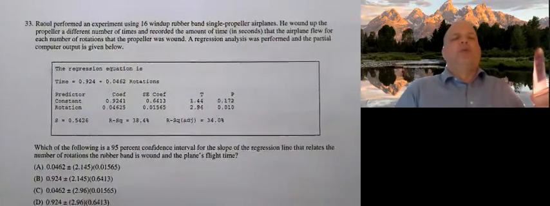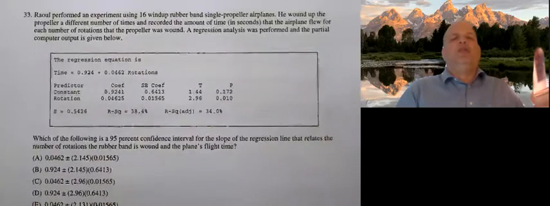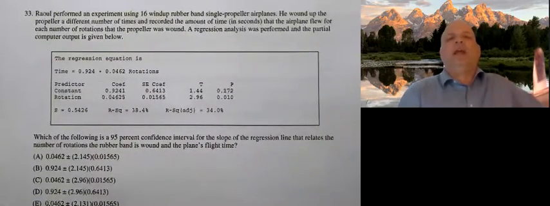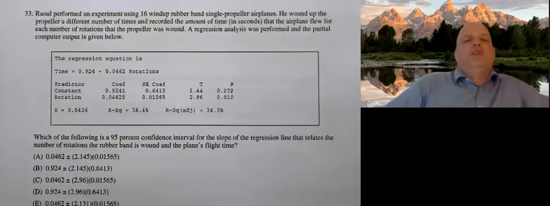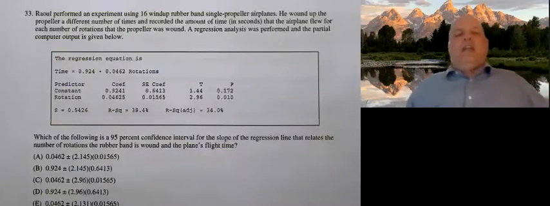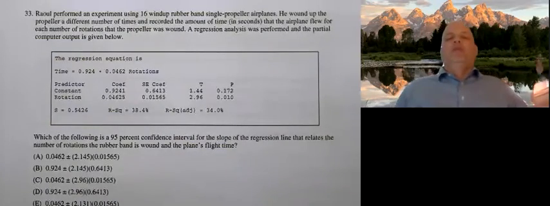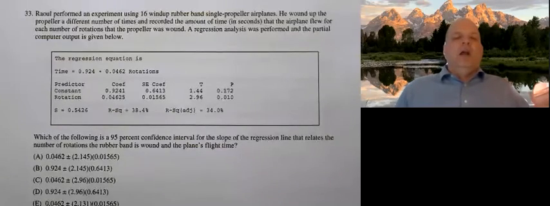So number 33, Raul performed an experiment using 16 wind-up rubber band single propeller airplanes. He wound up the propeller a different number of times and recorded the amount of time in seconds that the plane flew for each number of rotations the propeller was wound. A regression analysis was performed and the partial computer output is given below. Which of the following is a 95% confidence interval for the slope of the regression line?